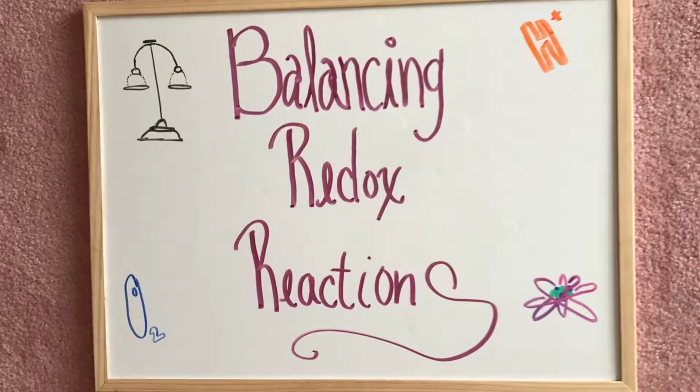Well, first, to balance a redox reaction, we have to know what a redox reaction is. So what is a redox reaction? In order to have a redox reaction, you have to have a reduction reaction and an oxidation reaction happening at the same time. Of course, you can't have reduction without oxidation, so that works out. You should definitely find where your transfer of electrons are to see which part is oxidized and which part is reduced.